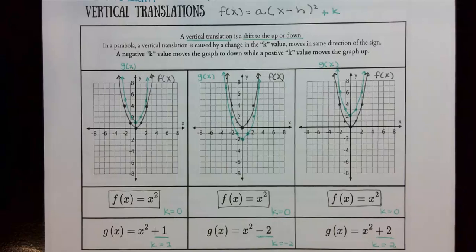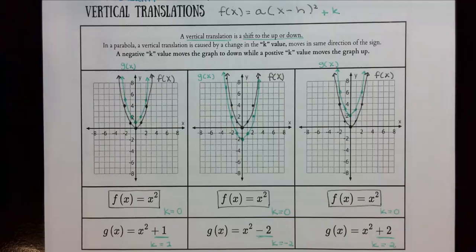Hello everybody, in this video we are going to continue the conversation about quadratic transformations. So in all of the previous videos we have talked about what a parent function is, what vertex form looks like. We've talked about reflections, which is a change in direction. We've talked about vertical stretches and shrinks, which changes the width of your graph.